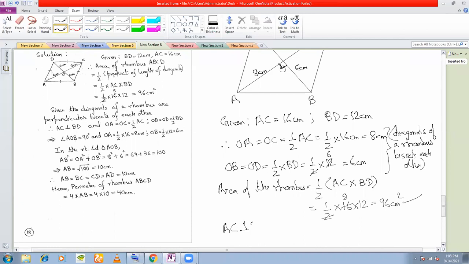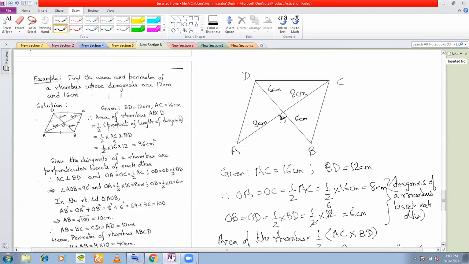AC perpendicular to BD. Why? Class 8 knowledge. Anyone? Because the diagonals of a rhombus are perpendicular to each other. Yes, diagonals are perpendicular to each other. So if they are perpendicular, this angle becomes 90 degree. You can apply Pythagoras theorem in this. This is the hypotenuse. You can find out the hypotenuse.